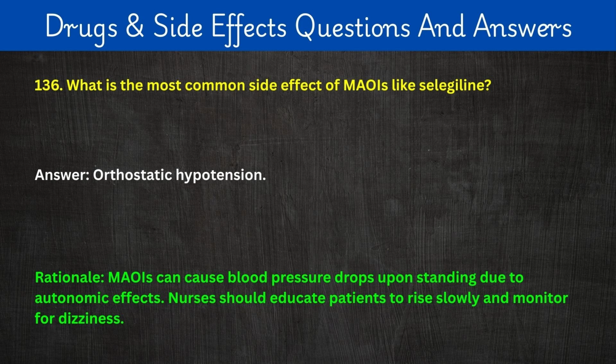136. What is the most common side effect of MAOIs like selegiline? Answer: Orthostatic hypotension. Rationale: MAOIs can cause blood pressure drops upon standing due to autonomic effects. Nurses should educate patients to rise slowly and monitor for dizziness.